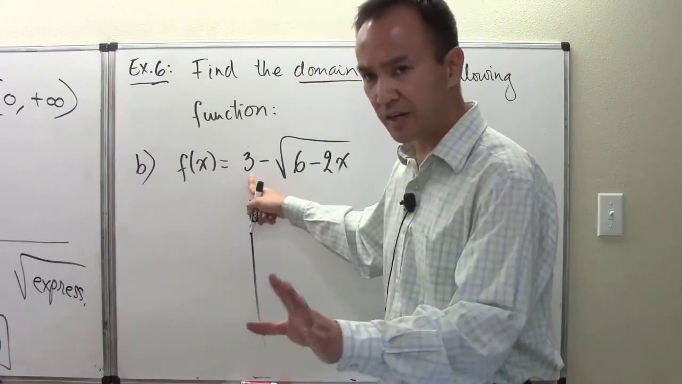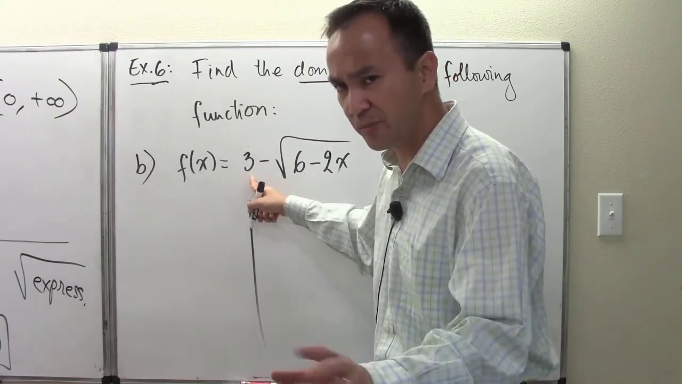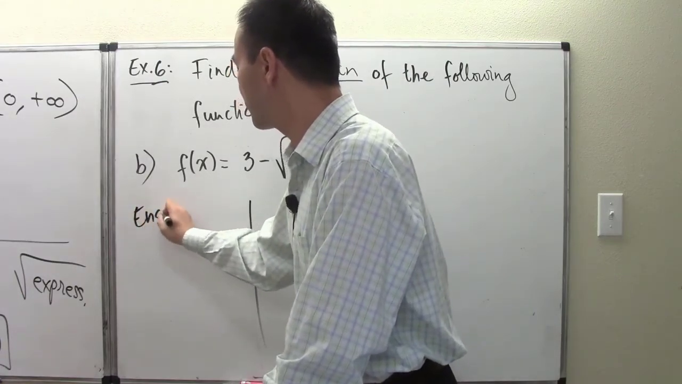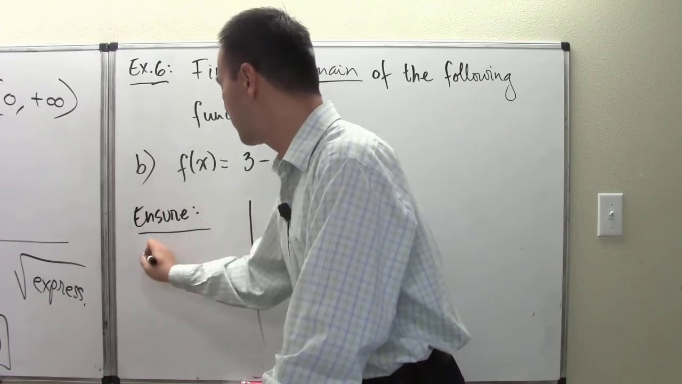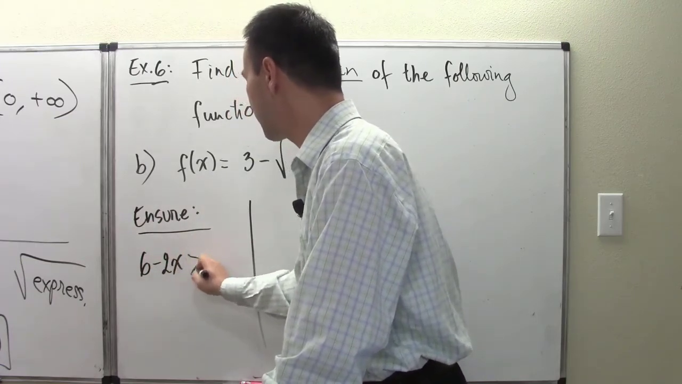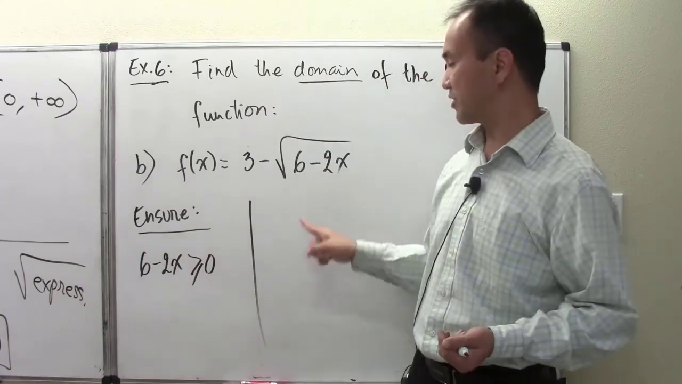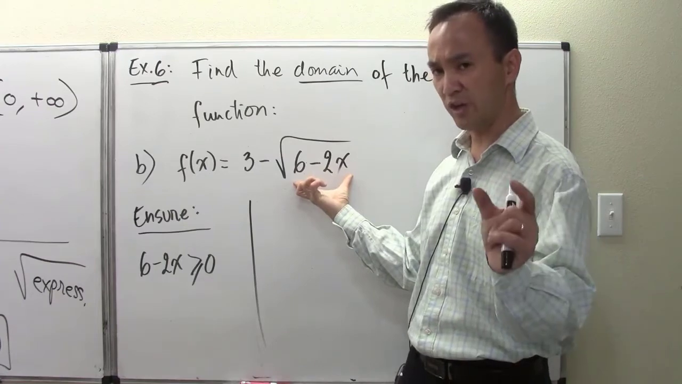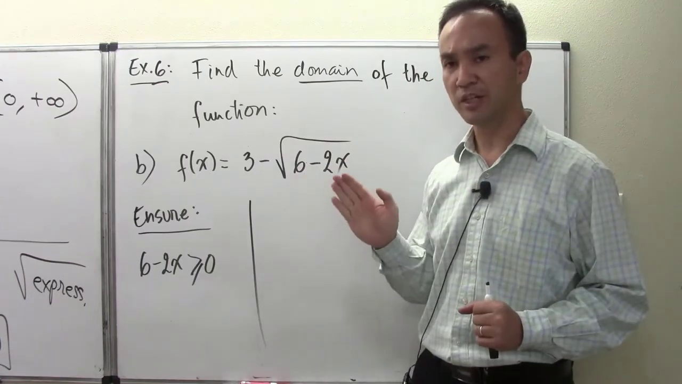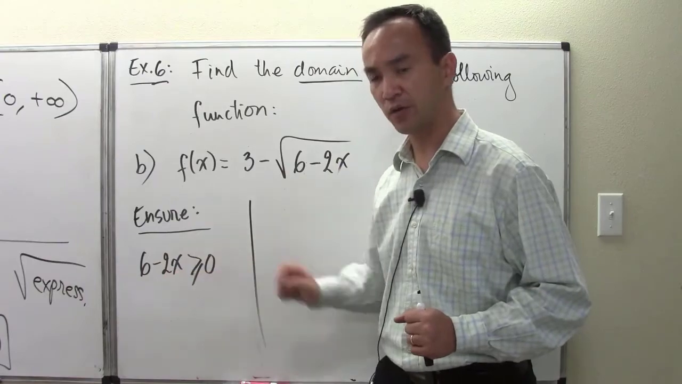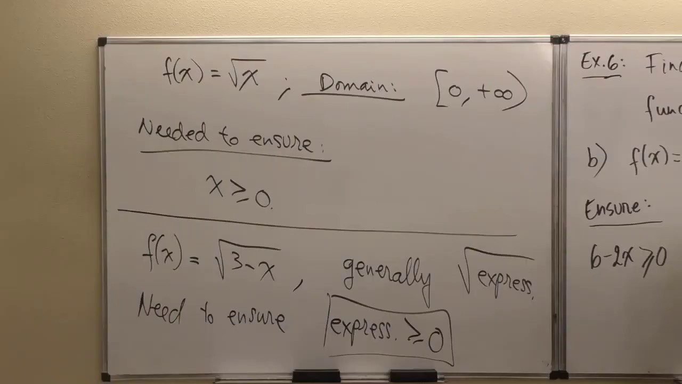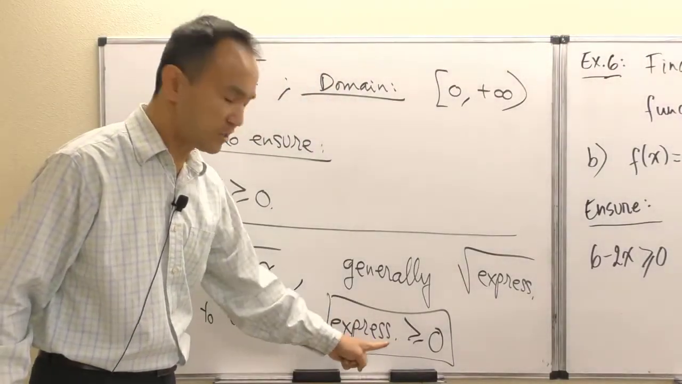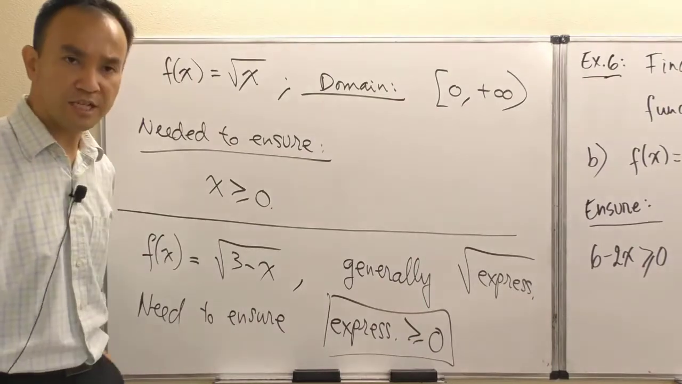Because there's this 3 right here, it's not a square root, so nothing much to be concerned about there. Tackle the square root right here. When you see a square root, we need to ensure that 6 minus 2x is greater than or equal to 0, because this square root has the entire 6 minus 2x as an expression inside of it. Just like I said earlier, the expression inside the square root needs to be greater than or equal to 0. We always need to ensure that.